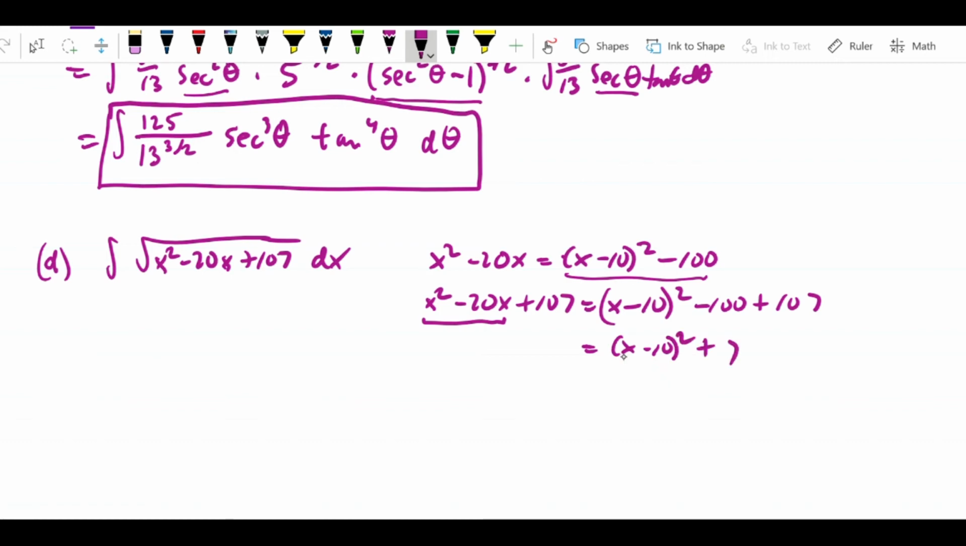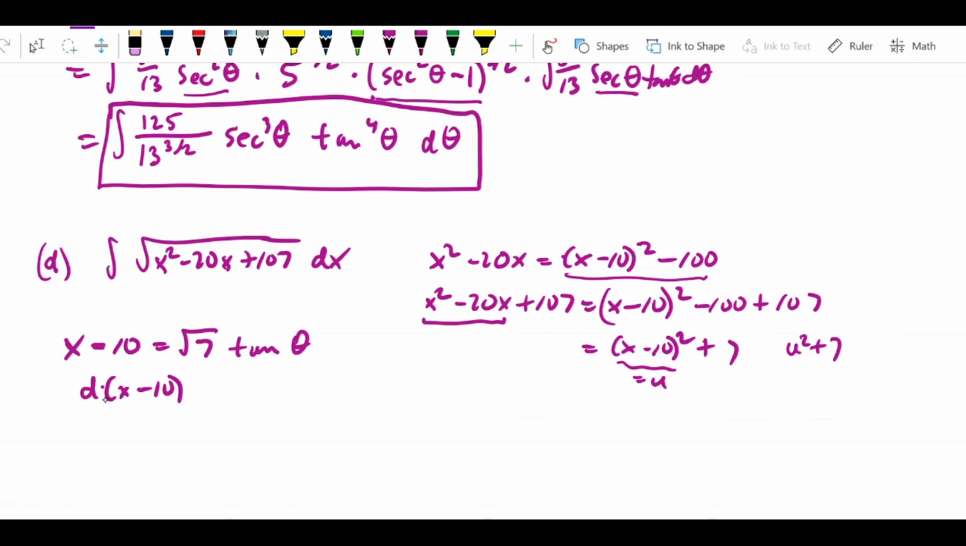So here, it's kind of like we're doing u squared plus 7 with x minus 10 equal to u, except I don't really need to do it with u. I can just do this in line. Just like I did in the video, I'm going to write x minus 10 equals square root of 7 tan theta. And the derivative of x minus 10 is just 1. So that gives us dx. See the lecture video for why the derivative of x minus 10 is just equal to dx.